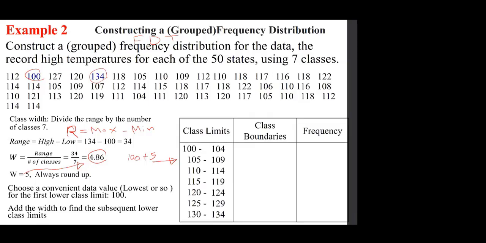Let me make sure everybody understands how we arrive at those. First and foremost, if the first one is 100, the second one is 105. Now we're going to add 5 this way. Add the width, which equals 5. So 100, 105, 110, all the way to 130. Why is that? Count 1, 2, 3, 4, 5, 6, 7 classes.